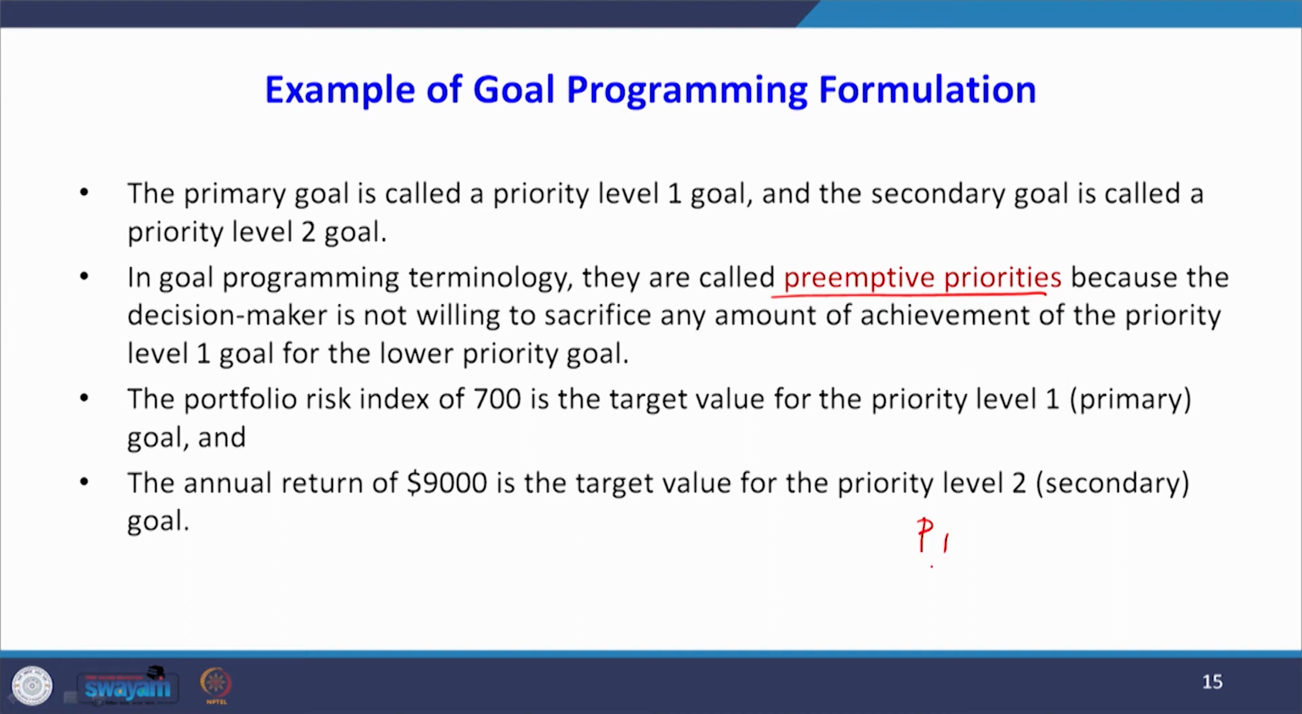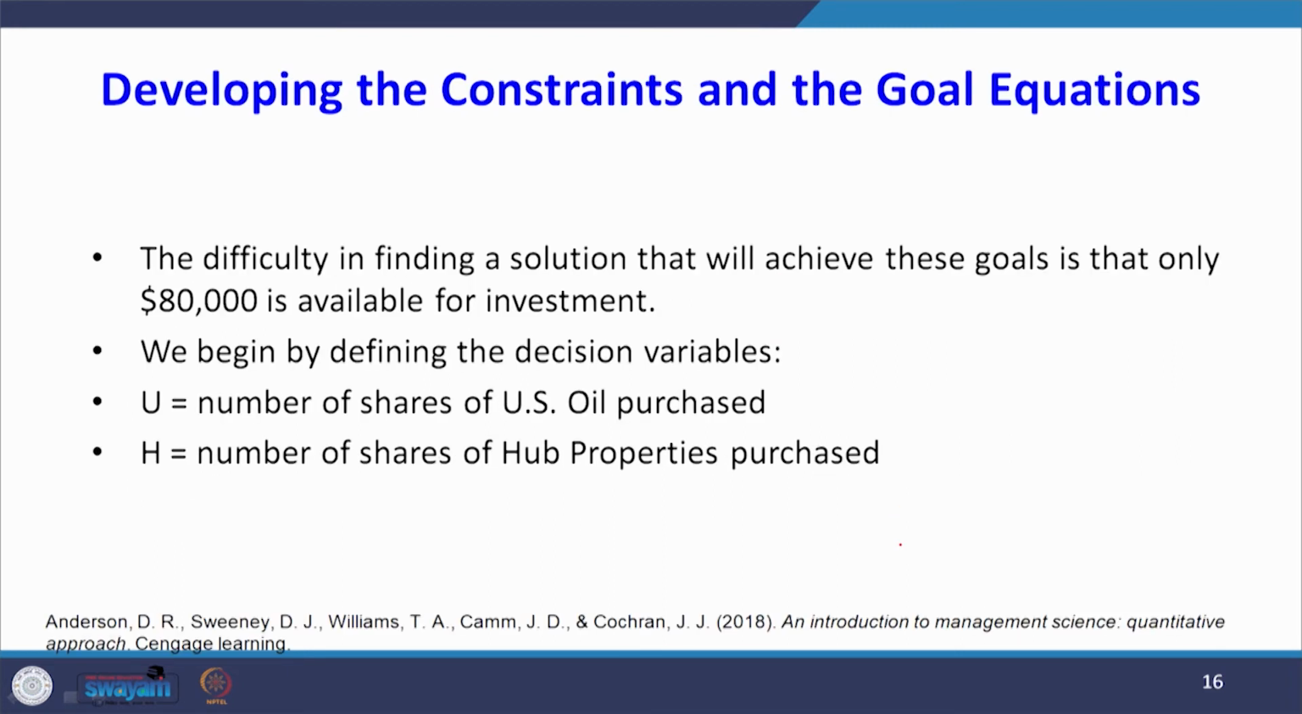So, there is a P1 and P2. P1 is the first priority. So, when he is achieving P2, he is not willing to sacrifice P1. So, P1 has to be achieved. P2 need not be achieved, he is willing to sacrifice on P2, but P1 should not be sacrificed. The difficulty in finding a solution that will achieve these goals is that only $80,000 is available for the investment.